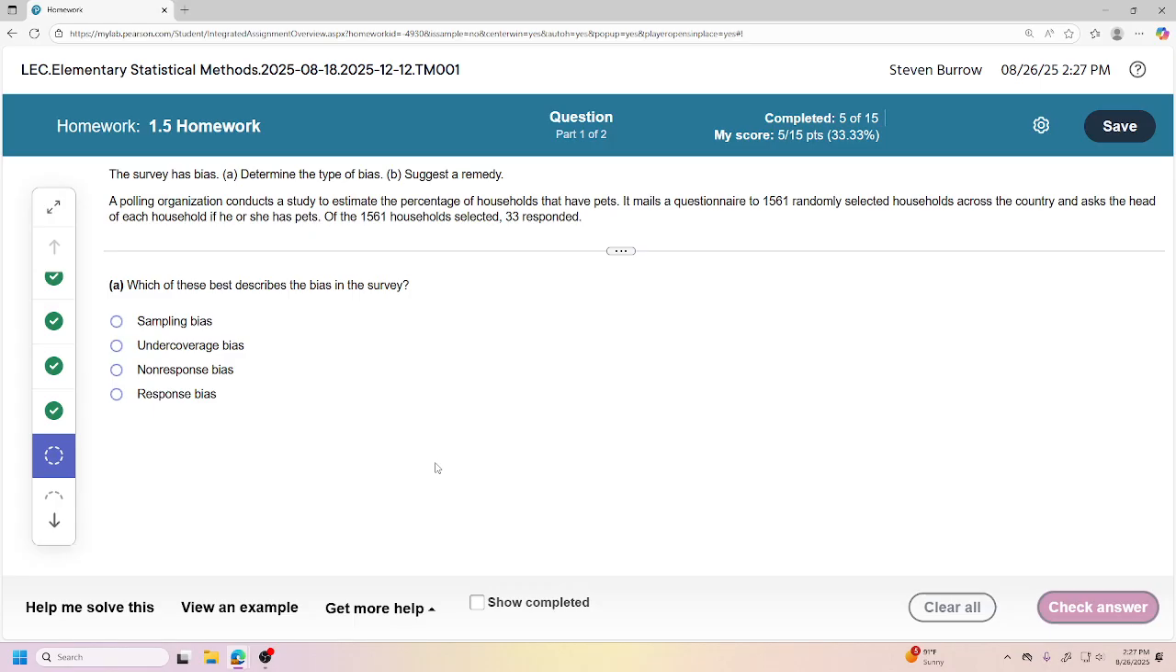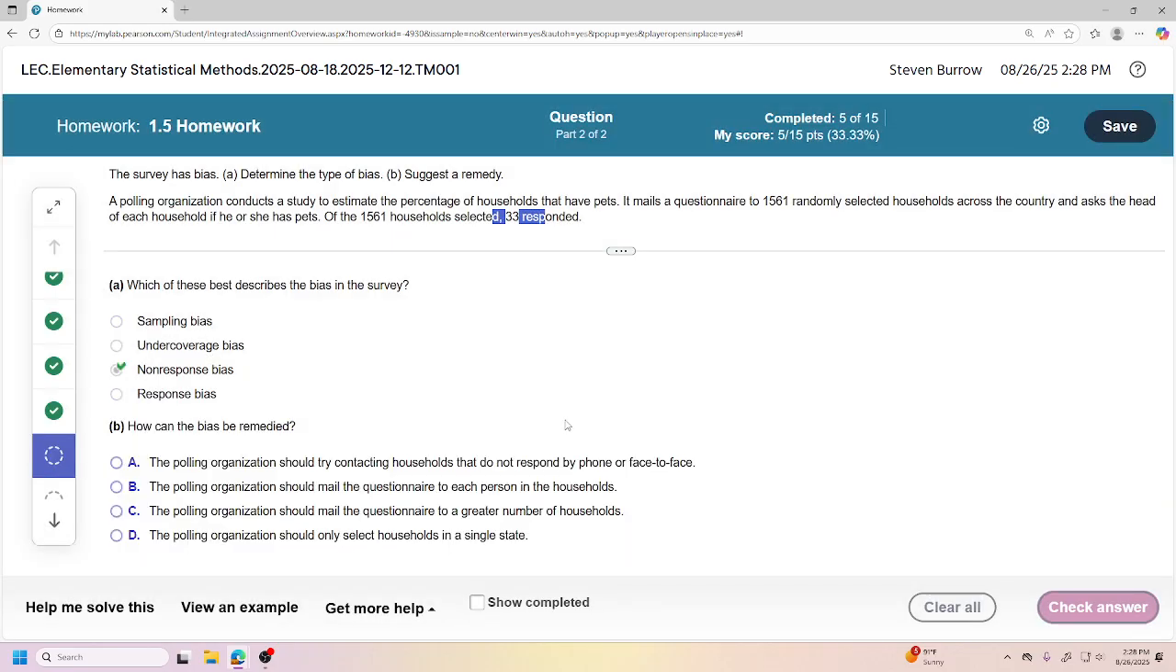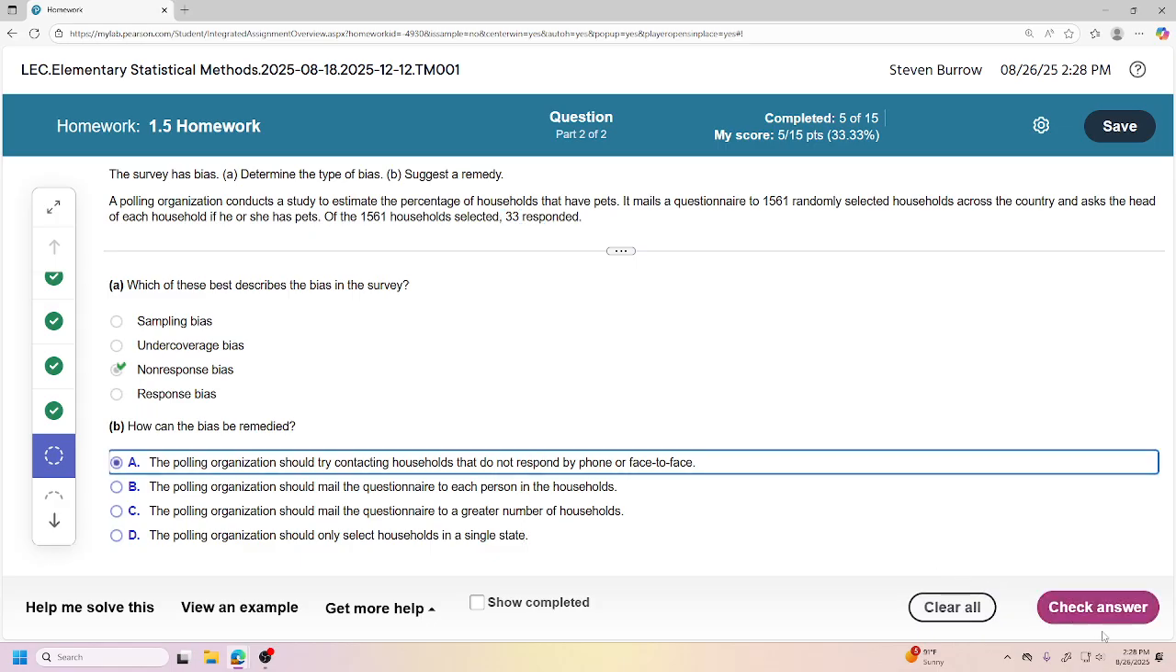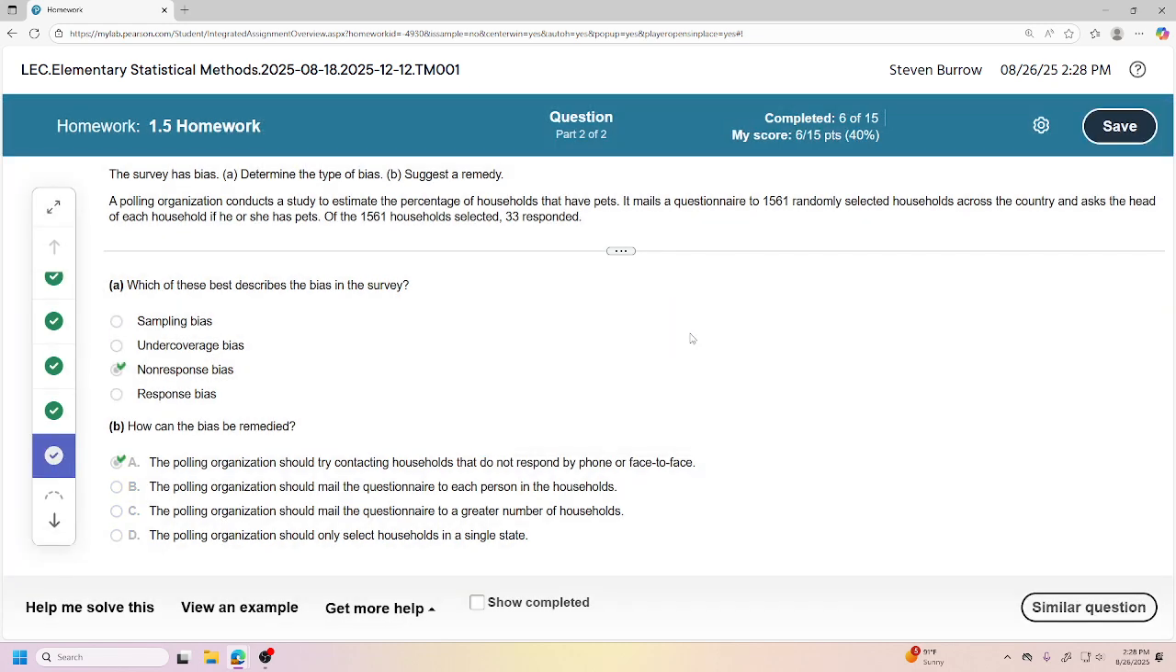Polling organization, people that have pets. Uh-oh. Let y'all read it for a second here. Yeah, you see it? Which one would this one be? Non-response, because out of 1,500, only 33 replied. It's like hardly anybody. So what should we do then? Face to face. Just get up in their face and start talking about pets. Boom. I don't know. We're just doing it.